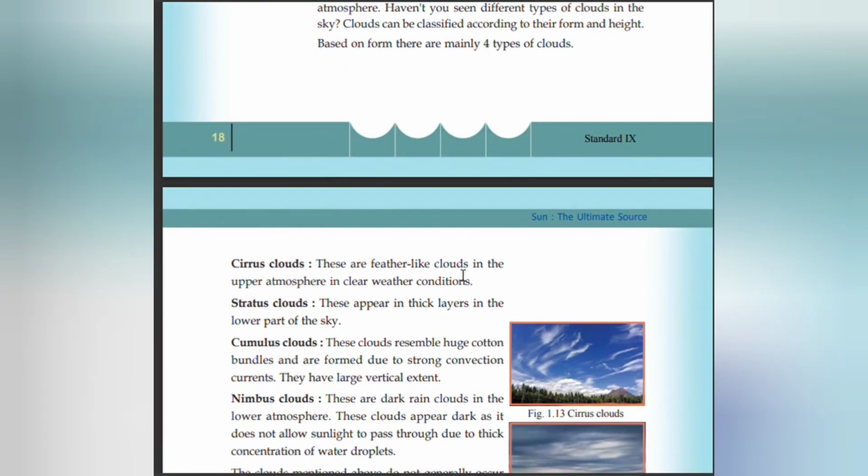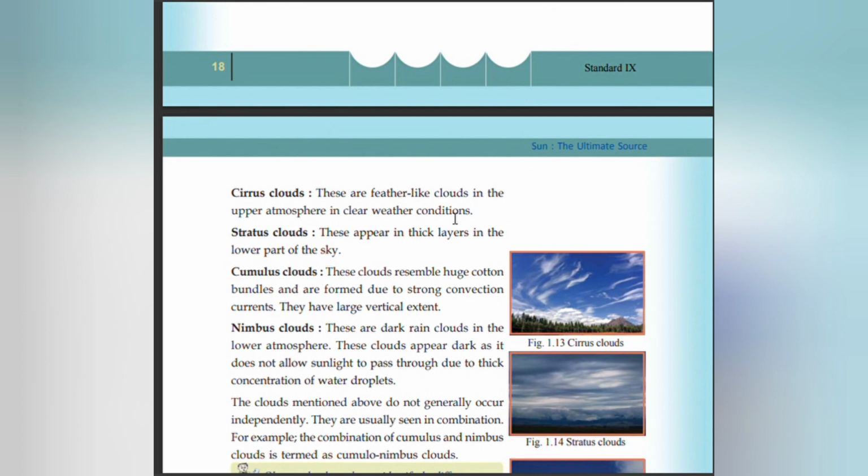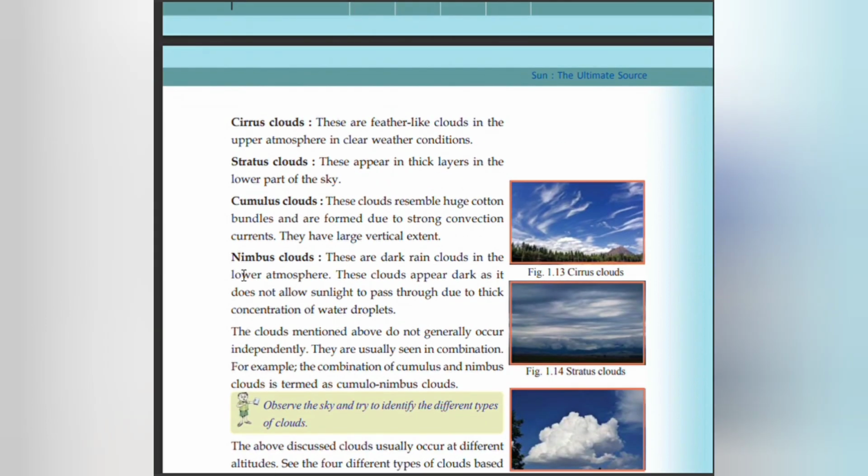Cirrus clouds, they are feather-like clouds in the upper atmosphere in clear weather conditions. Stratus clouds, they appear in thick layers in the lower part of the sky. Cumulus clouds, these clouds resemble huge cotton bundles and are formed due to strong convection currents. They have large vertical extent. Nimbus clouds, these are dark rain clouds in the lower atmosphere. These clouds appear dark as they do not allow sunlight to pass through due to the thick concentration of water droplets.